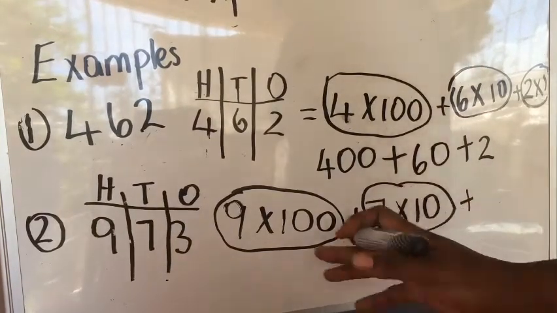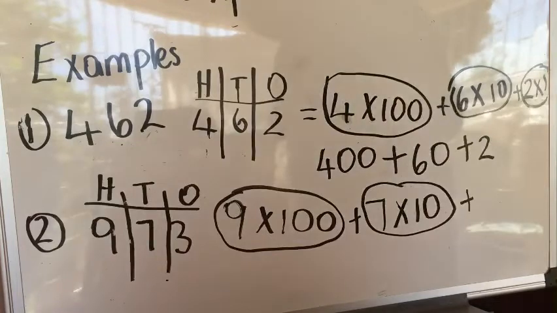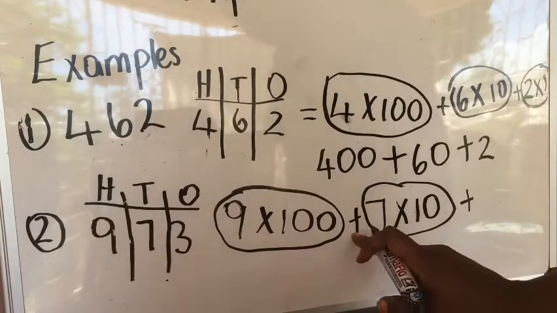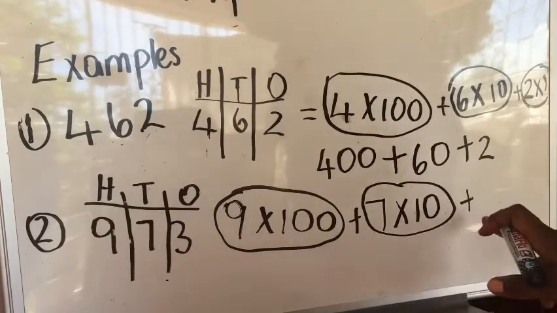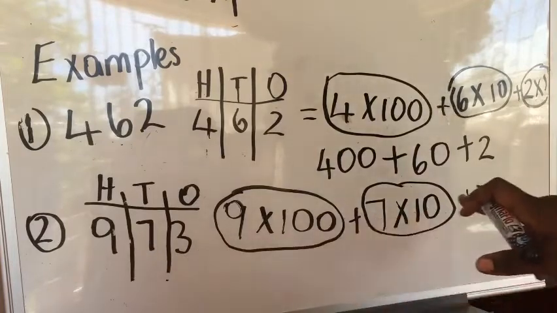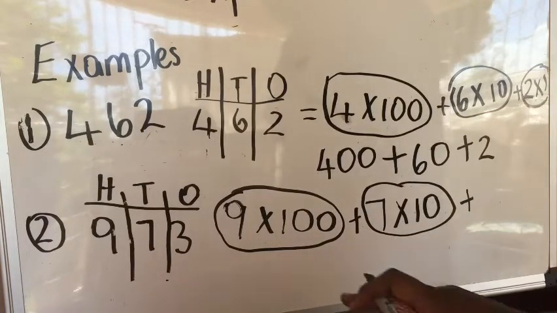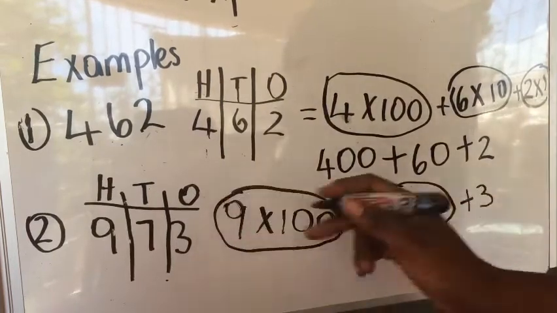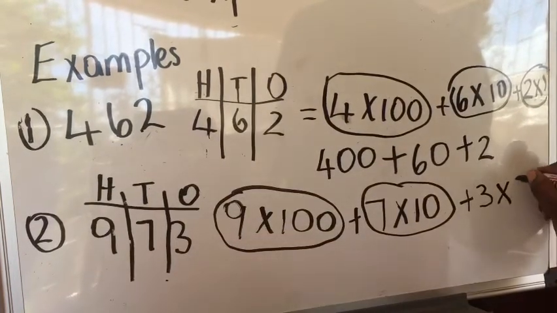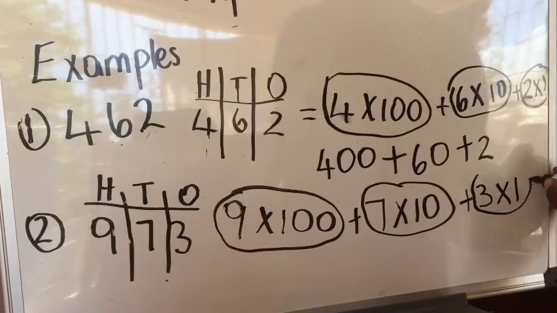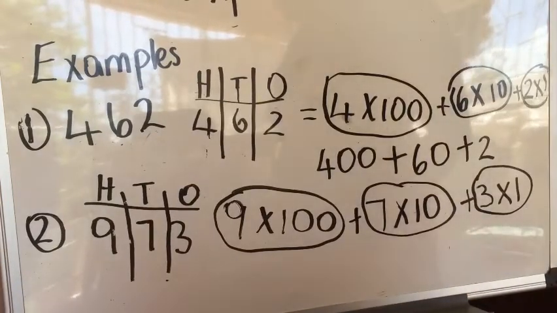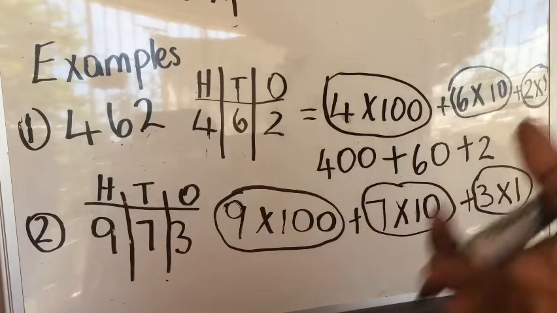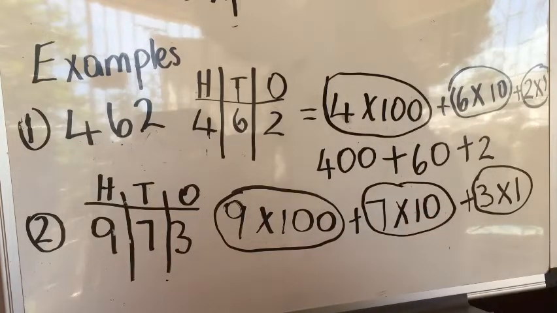So plus is a way to put everything together, right? It's not apart, so you have to put plus to show that it is still joining together, right? So you will say 3 times 1, right? 3 times 1.